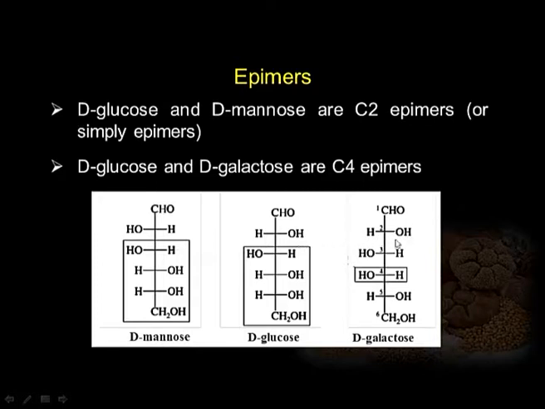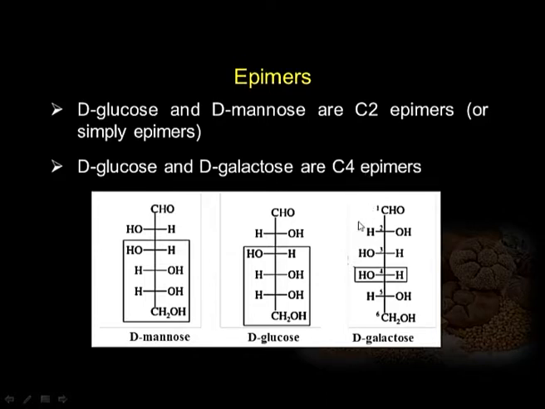Now, if we compare this glucose with galactose, we find that at carbon number 2 both have their hydroxyls placed on the right side. Carbon number 3 hydroxyls are placed on the left side. They differ in their configuration at carbon number 4. In galactose this hydroxyl is on the left hand side, whereas in glucose it is on the right hand side. Again at carbon number 5 the configuration is the same. So, glucose and galactose are classified as C4 epimers.